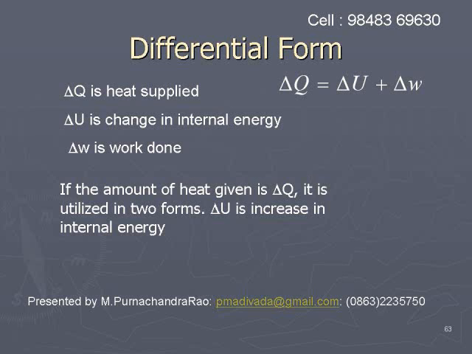From the above relation, what we understand is, if the amount of heat energy given to a system is delta Q, then the part delta U is utilized in increasing the internal energy, and the part delta W is the external work done by the system. So the heat given to a system is utilized in two ways: a part is used in increasing the internal energy, and another part appears as work done by the system.